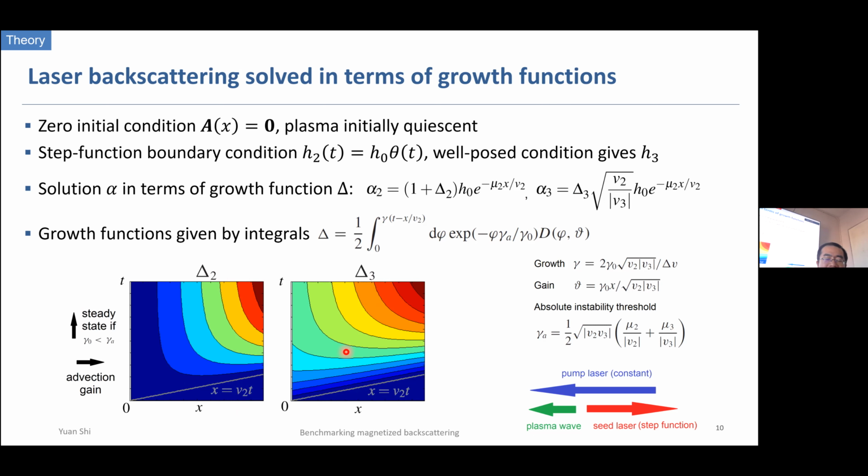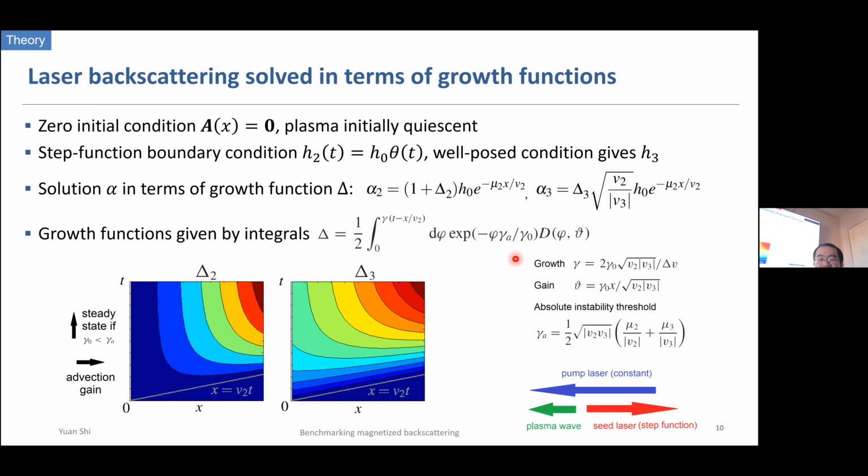Similarly for the plasma wave delta 3, it looks slightly different, but the physical picture is that once the laser passes, you have two lasers beating, and that can excite the plasma resonance. That's how they grow behind the wavefront. So that's how the solution looks. Basically, we know the analytical form of the solution, so we can use the solution to fit simulation data. That's what we're going to do.